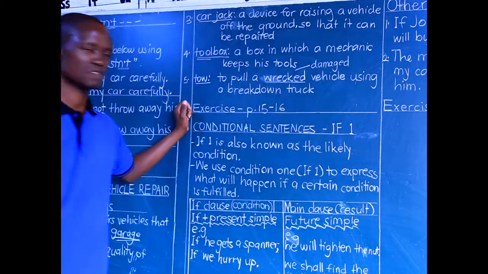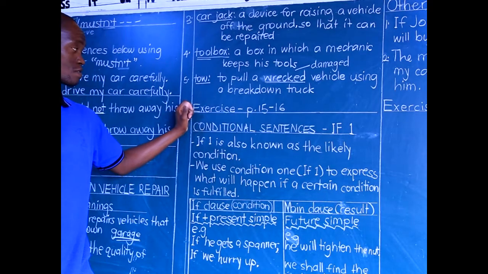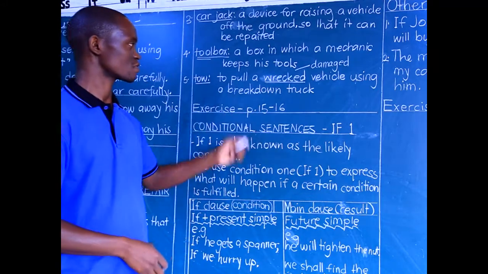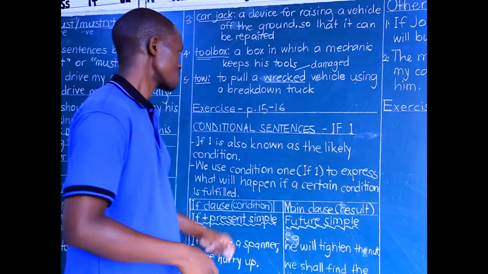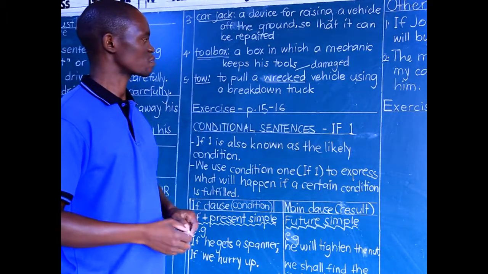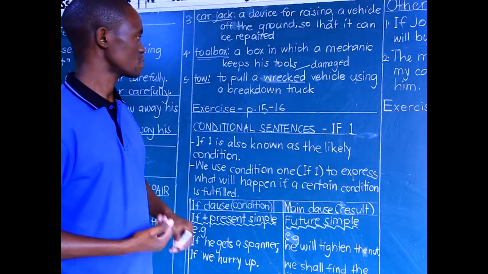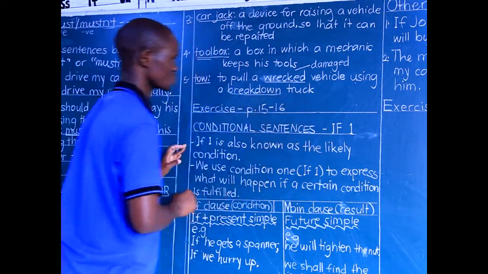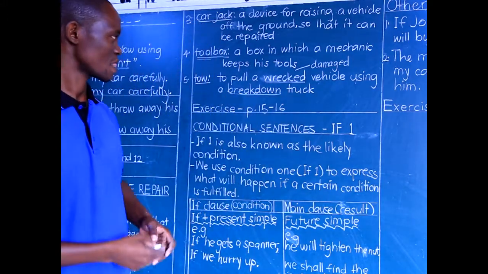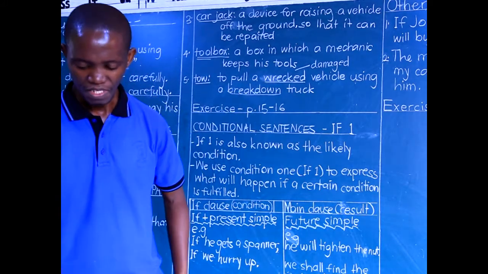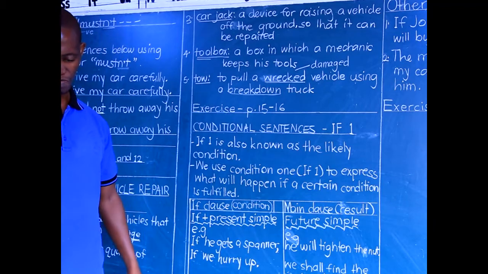Now, when do vehicles get damaged? The answer is obvious. During accidents. Accidents damage vehicles. So when they are damaged, we call them wrecked vehicles. So to tow is to pull a wrecked or a damaged vehicle using a breakdown truck. The breakdown truck is the one that is used to pull or to tow a damaged vehicle or a wrecked vehicle.